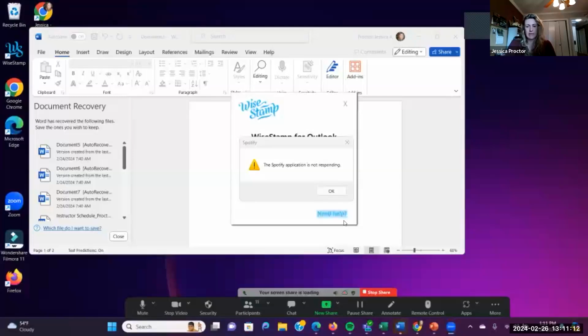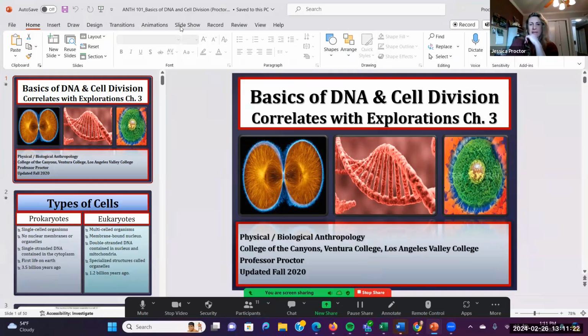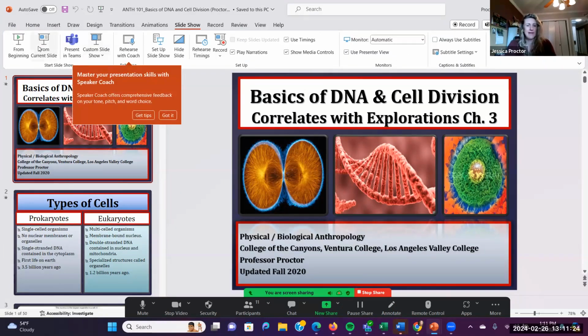Right. So, chapter 3, I have titled The Basics of DNA and Cell Division. So, we're going to go over some DNA replication, some protein synthesis, mitosis, meiosis, all that good stuff.